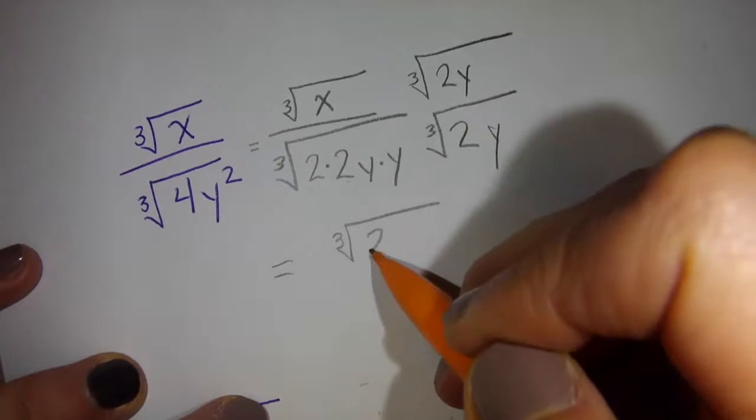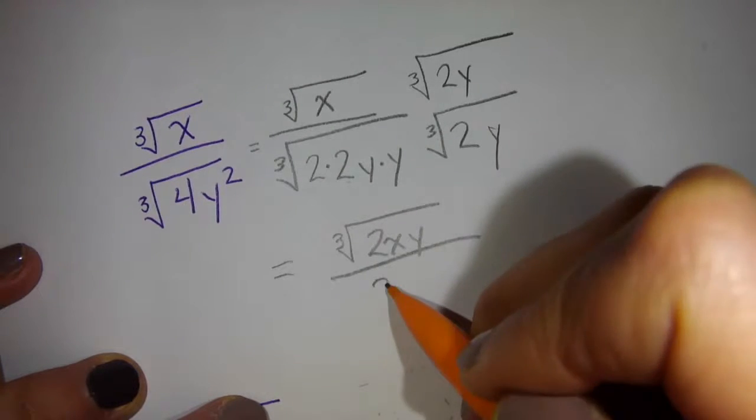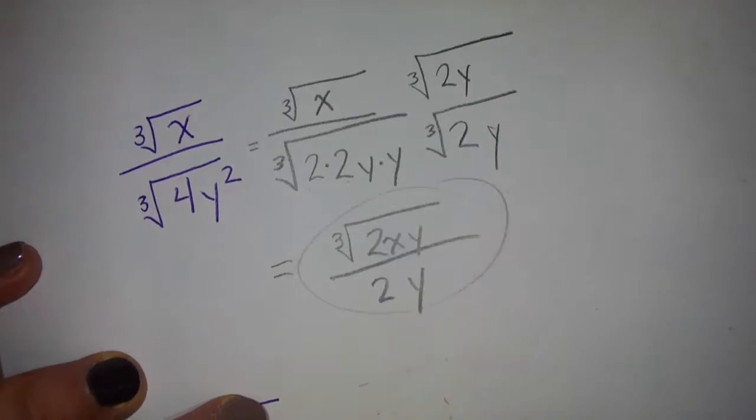So this is the cubed root of 2xy. And on the bottom, a 2 would come out because I have a group of 3 2's, and a y would come out for the final answer.